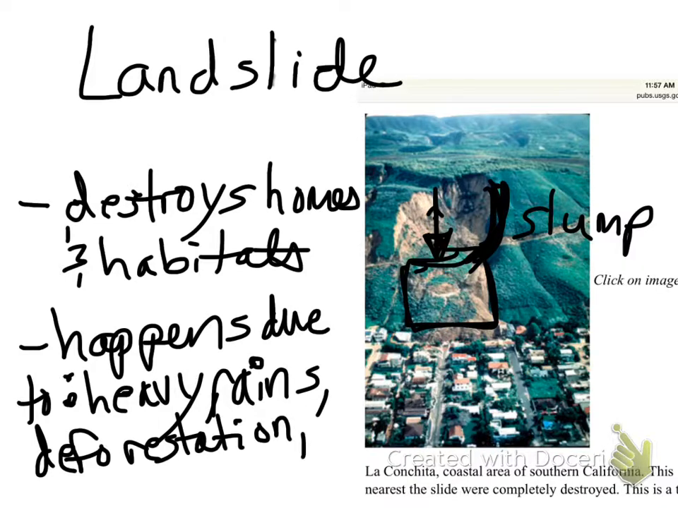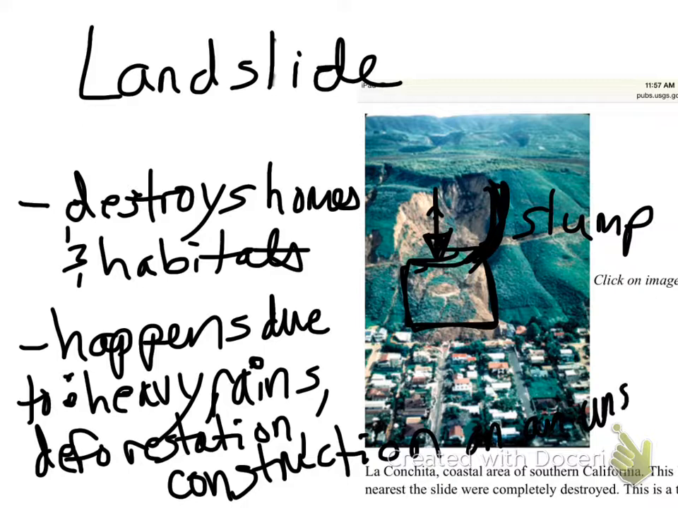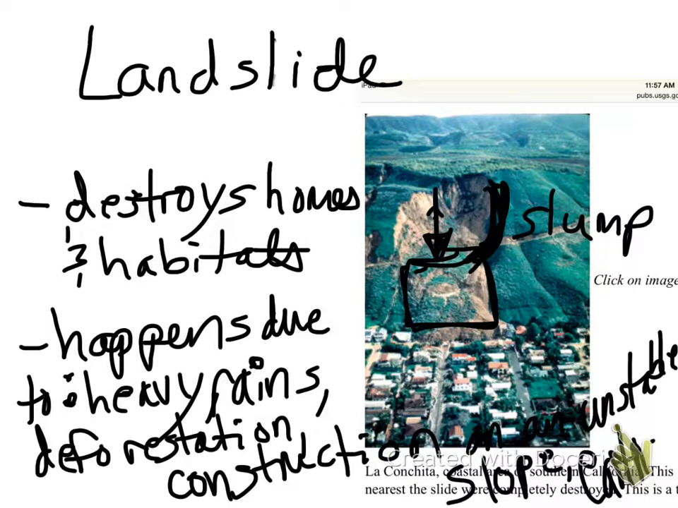Or if you're constructing a building on an unstable slope, it's not sound enough. Now you're drilling into it, you're cutting into it to build, and now it's just going to slide out from underneath you. It could also be due to an earthquake, right? That rapid release of tension in an earthquake, the shaking of the ground, could cause a landslide.